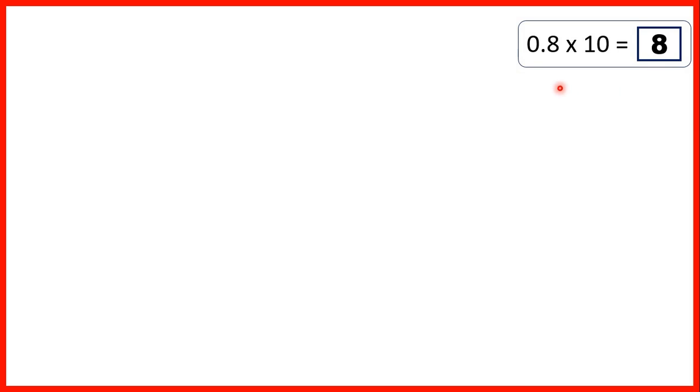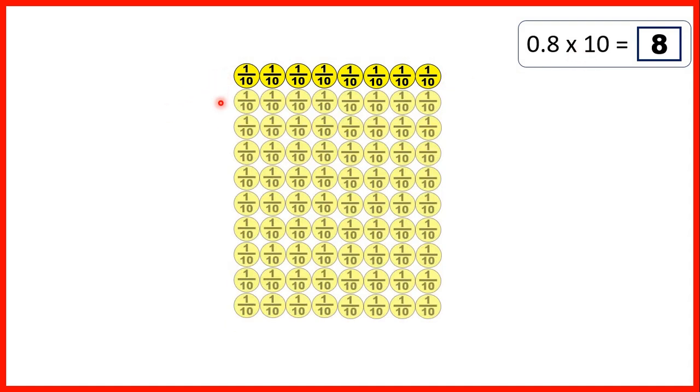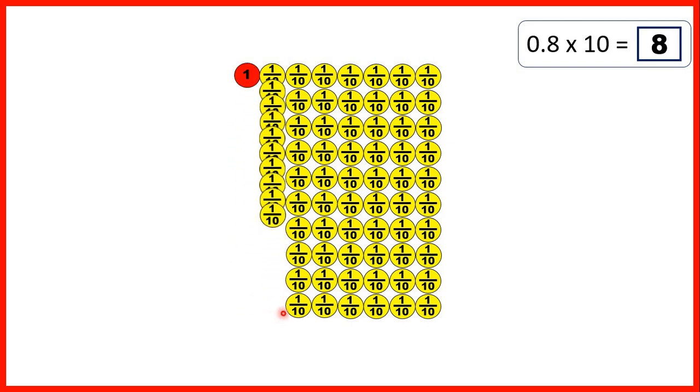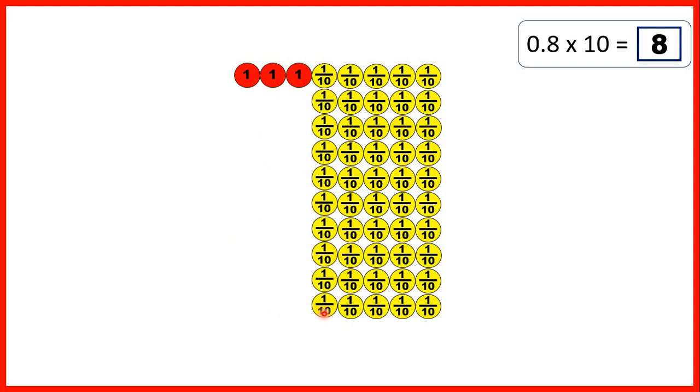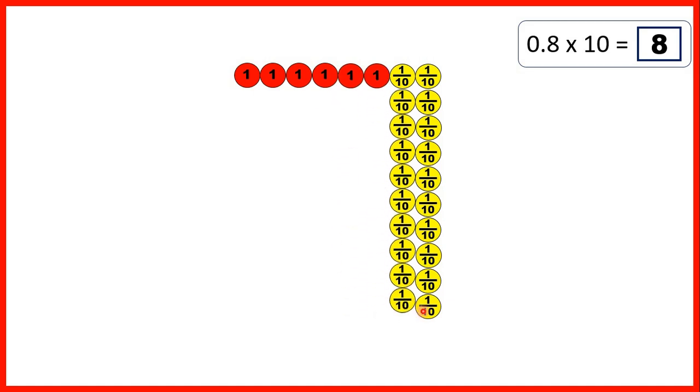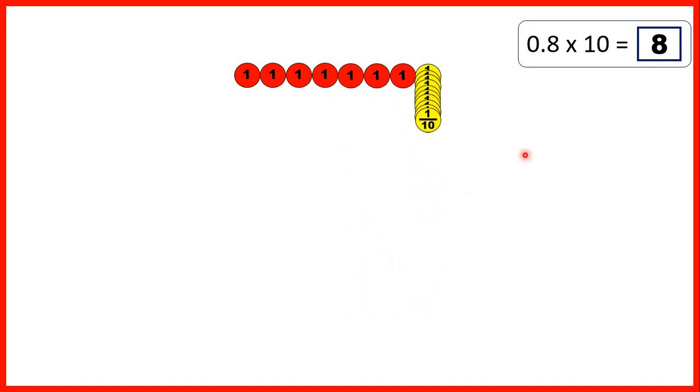We could also use place value counters. 0.8 is 8 tenths, and if we're multiplying by 10, we can have 10 rows of 8 tenths. But remember, when you've got 10 of something, you can exchange it for one place value counter to the left. So we have 80 tenths, but we can join these into 8 ones, giving us 8 as our answer.